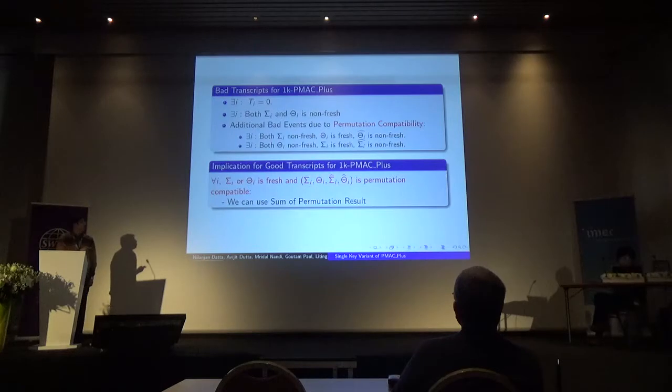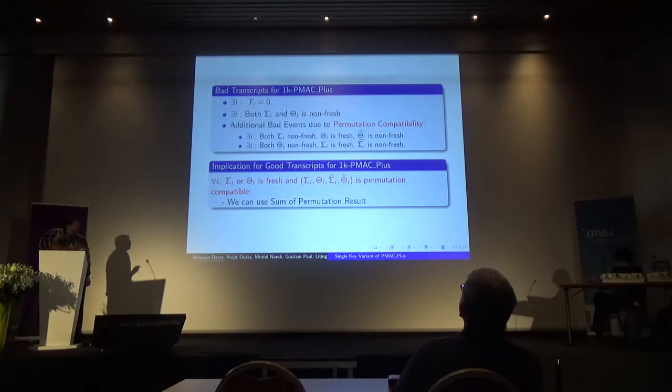So the implication for the good transcripts in 1K PMAC plus. So these are the bad transcripts. So what is the good transcript? For all I, one of sigma I or theta I is fresh, and sigma I, theta I, sigma I hat, theta I hat is permutation compatible. And this essentially means we can now use the sum of permutation results. So this is why we have identified the bad transcript as this.